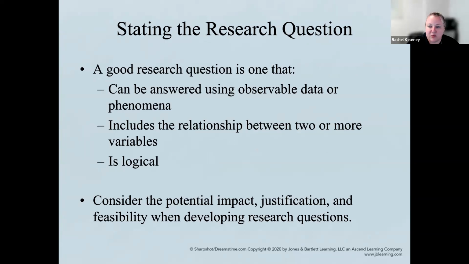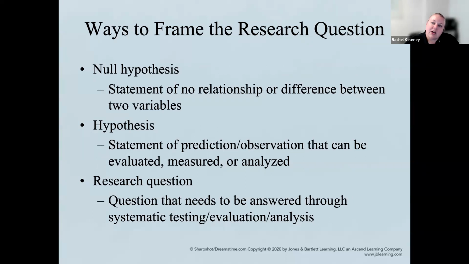So a good research question is one that can be answered using some type of observable data. It includes the relationship between two or more variables if it is a quantitative study, something that makes sense, right? It's logical. Those are the things you want to think about when you think about a good research question. Some of the ways that you could frame a research question would be a hypothesis or a null hypothesis. We'll talk a little bit more about that in the quantitative research methods section and stats.